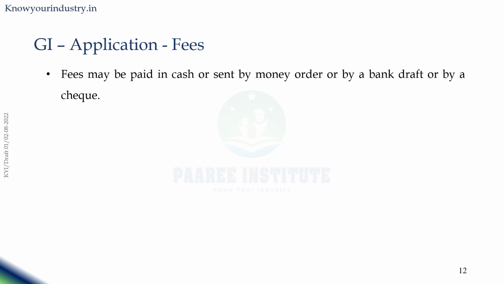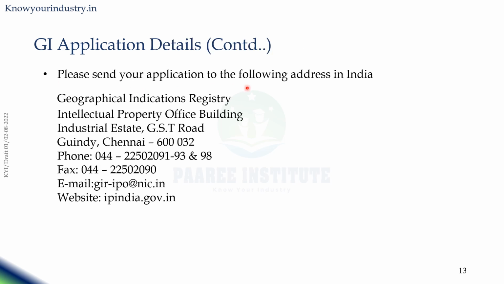Fee structure: 5,000 rupees for registration of geographical indication. The fees may be paid in cash or sent by money order, bank draft, or cheque. We can send our application to the following address in India for registration of geographical indication: Geographical Indications Registry, IP Office Building, Guindy, Chennai.